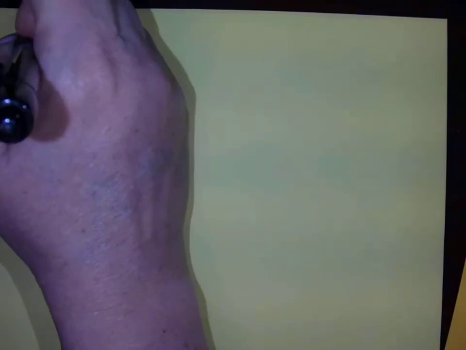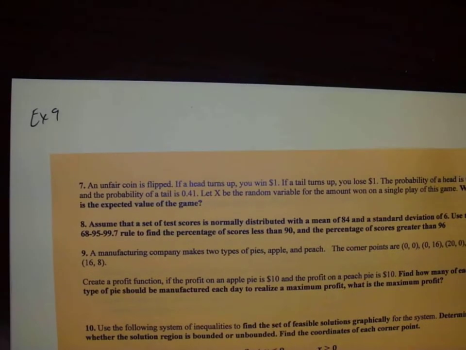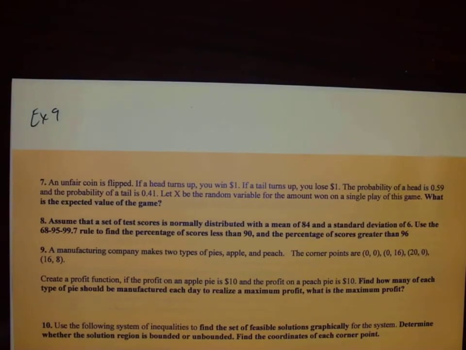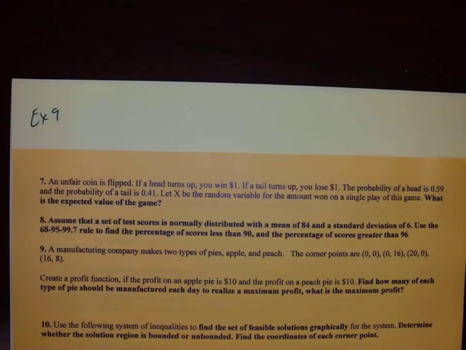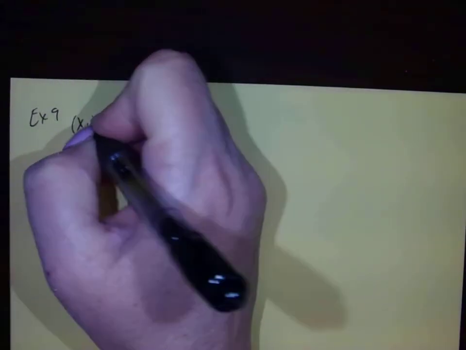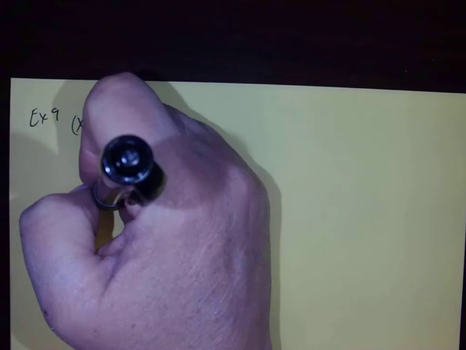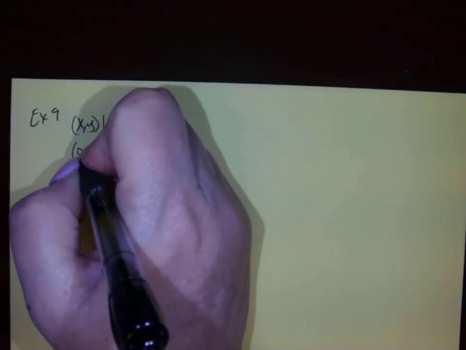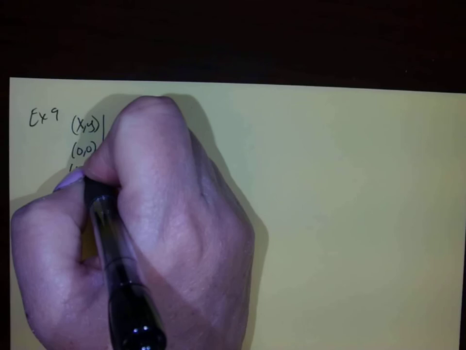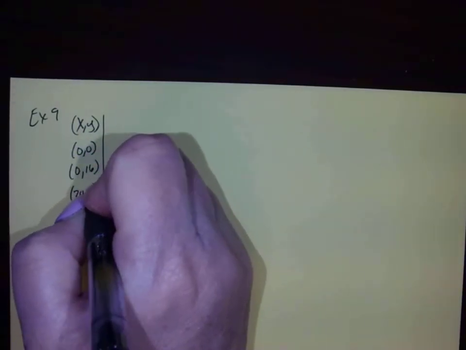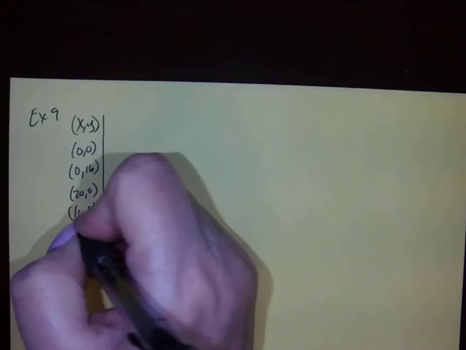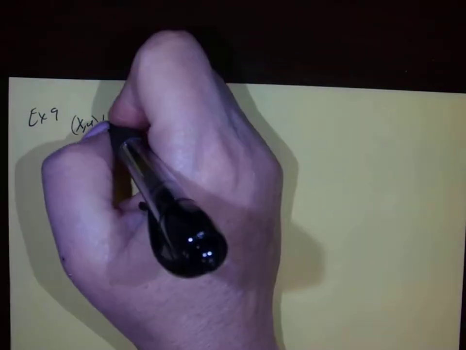All right, so this is example 9. And this one, instead of me having you solve the whole problem, I'm just giving you the corner points so you could practice on the max and min. In this case, we're doing a maximum, so we're looking for the maximum value. If we were looking for the minimum, we would look for the lowest value. So I'm going to create a chart with our X and Y, and we also have to create a profit function. So I'm going to list our corner points that were given to us. And then we need to create the profit function.